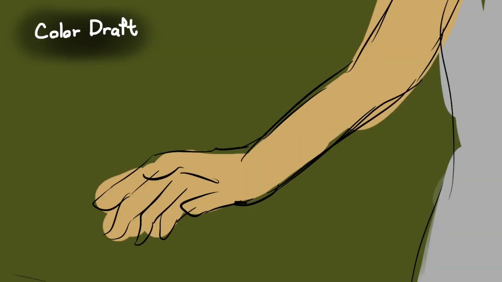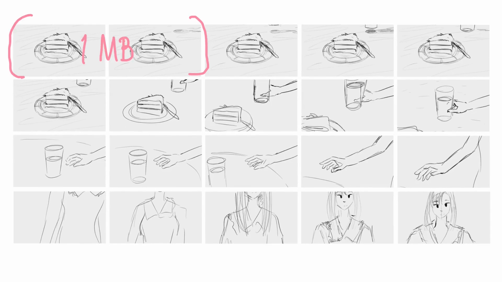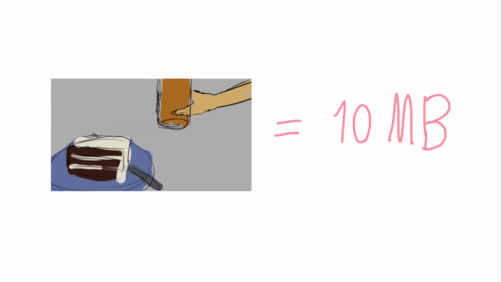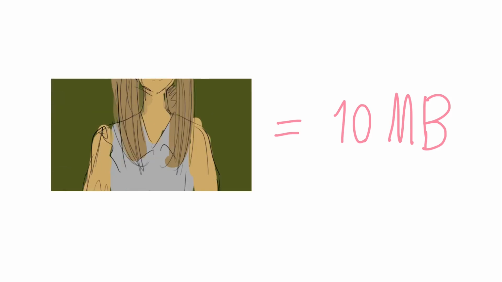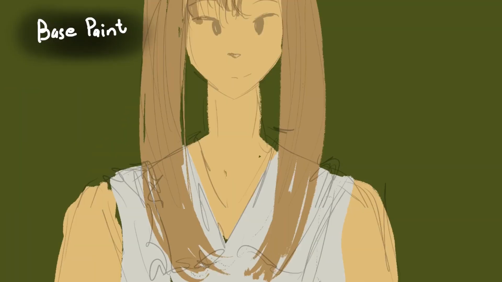This sequence has 20 frames. 2 frames of animation is 1 megabyte. This scene is 10 megabytes, and I need a lot more of this for an entire game. If not careful, we could have a 20 gigabyte game at the end. This is base color. Now I'm gonna add details, and then we're gonna work on the background.